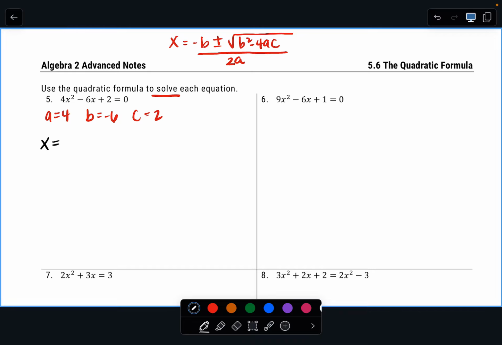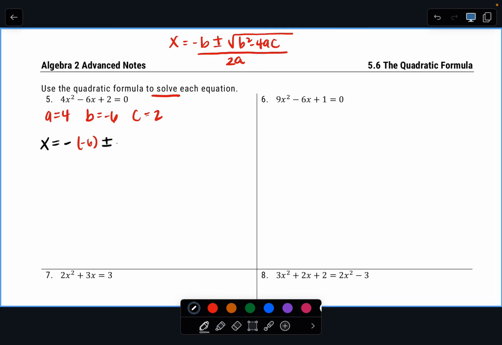X equals negative my b value. Here's where a lot of people make mistakes. If it's a negative value for your b, because of the negative in the formula, it's actually going to turn it positive. I'm not going to do that yet. I'm just plugging in directly to the equation.